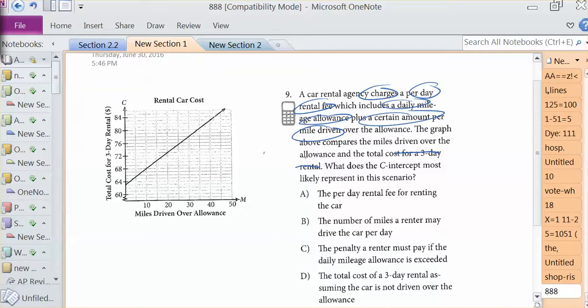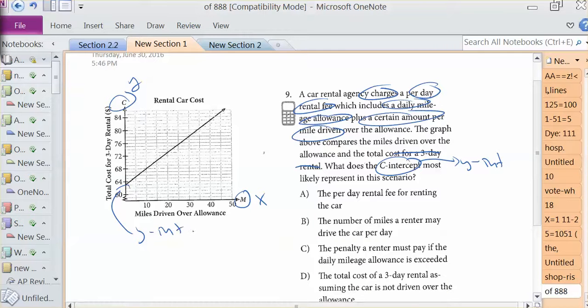So what does the c-intercept represent? Now let's look at the graph. C is going to be like y, and the miles driven is going to be like x. So basically, they're asking what does the y-intercept represent? And of course, the y-intercept here looks like it's pretty close to 64, probably about 63, we'll say.